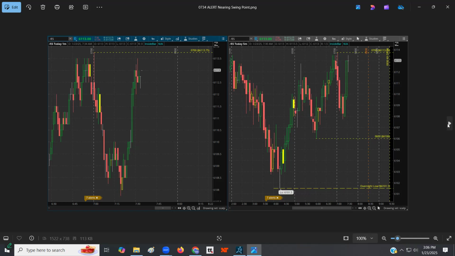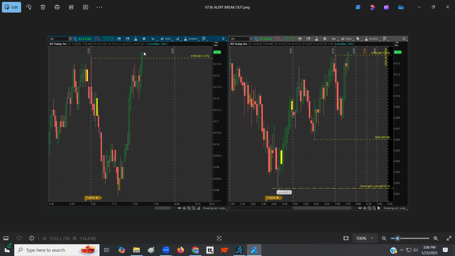So I label those. I have situational awareness. I look at this. Don't have to necessarily look at a clock or be distracted by alarms. Okay, that's 0734. Again, 1 minute chart on the left, we're very close to that swing point, that yellow horizontal line.